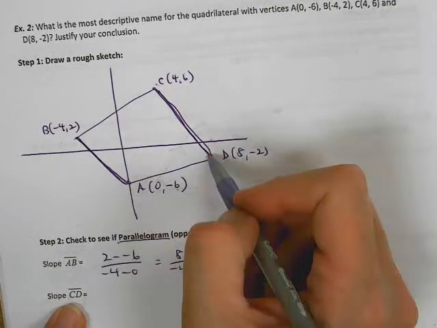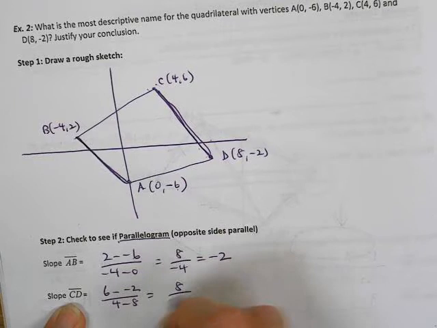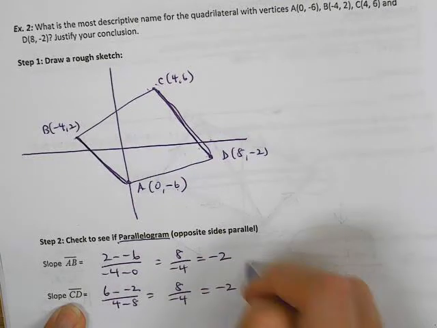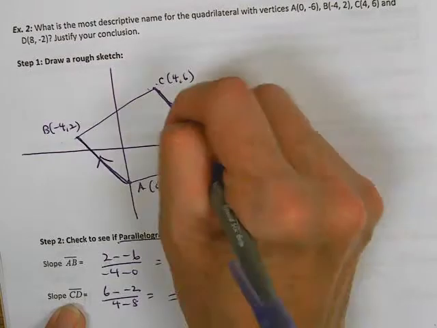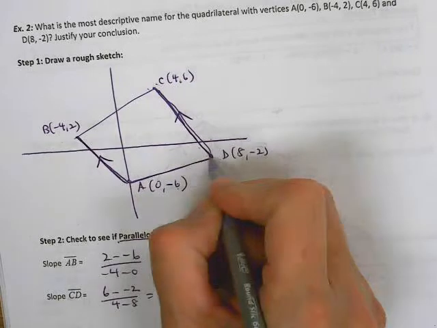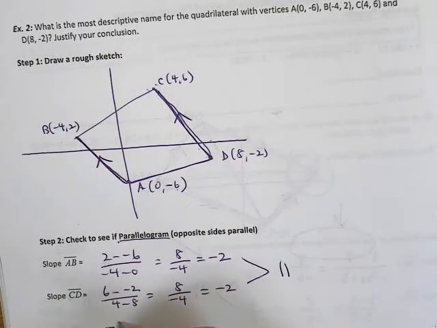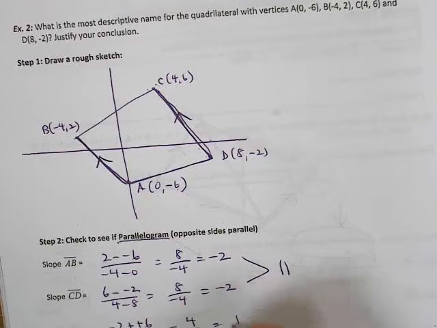Now I'm working on CD. So 6 minus negative 2 over 4 minus 8. That's 8 over negative 4, which is negative 2. They're parallel. That's good news. Let's mark that on my diagram. Now I'm going to look at the top and the bottom. Let's look at AD. That would be negative 2 minus negative 6 over 8 minus 0. So that's 4 over 8, which is 1/2.